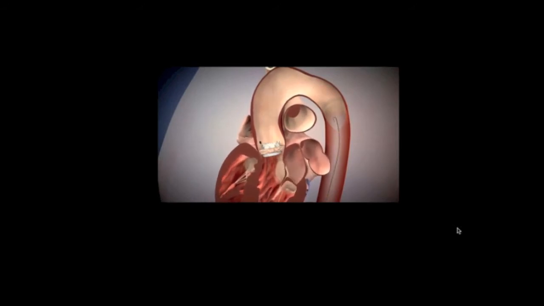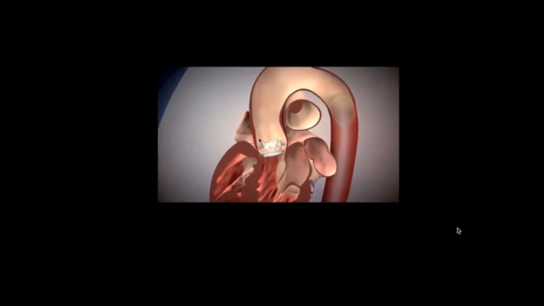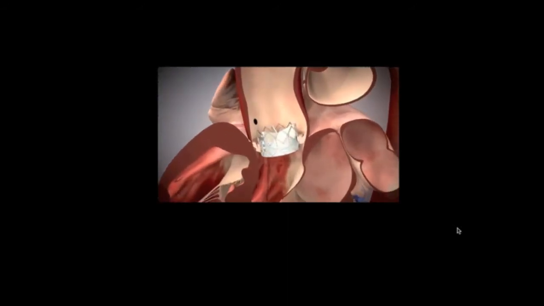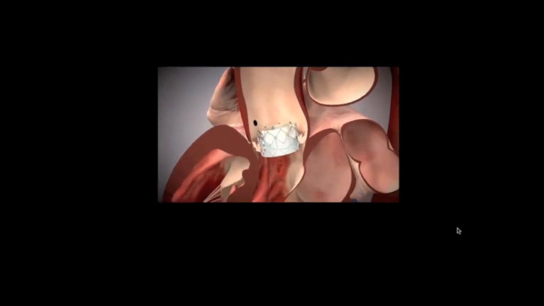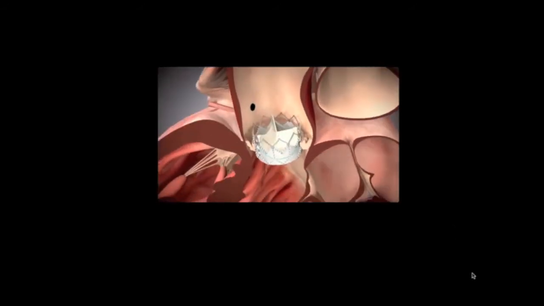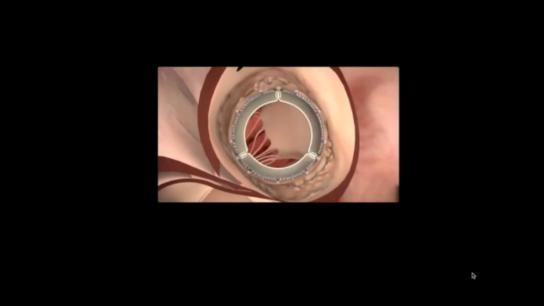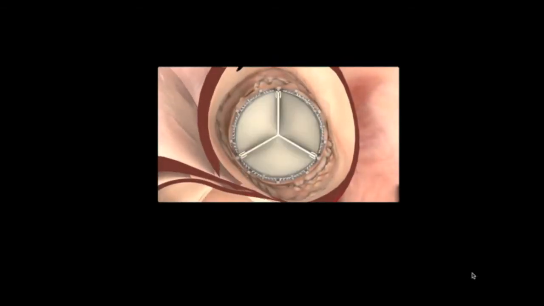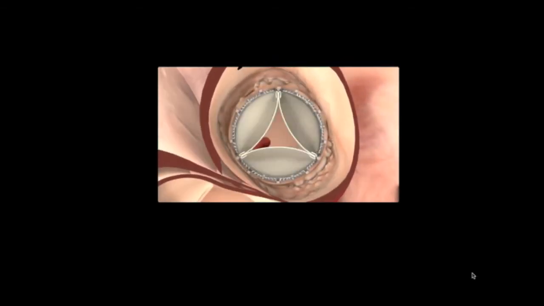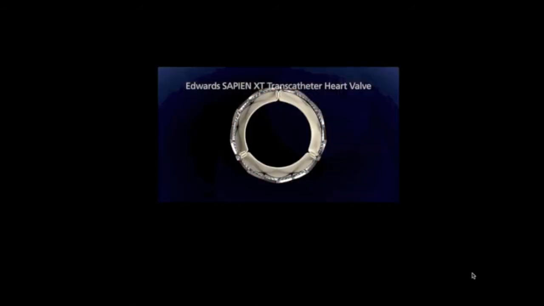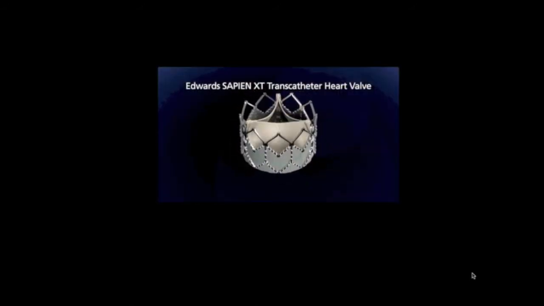The catheter is then withdrawn, and if we're happy with the result, the wire is withdrawn and the procedure is completed with us closing the groin, usually with a couple sutures in the groin. This again becomes the permanently working valve that has shown very good durability in the initial studies throughout the US and in the 10-year data that we now have available from Europe.